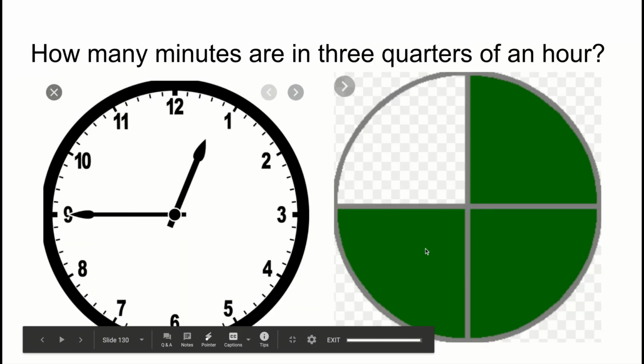How many minutes are there in 3/4 of an hour? Let's count. Start at that 12. 5, 10, 15, 20, 25, 30, 35, 40, 45 minutes are in 3/4 of an hour.